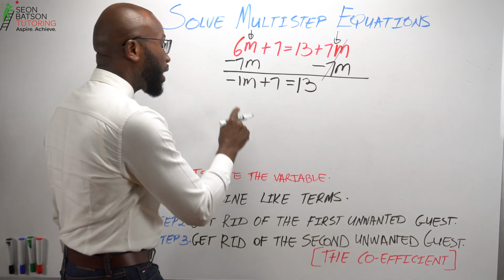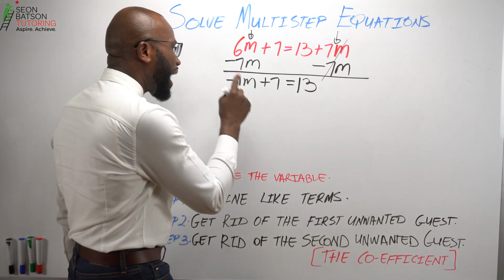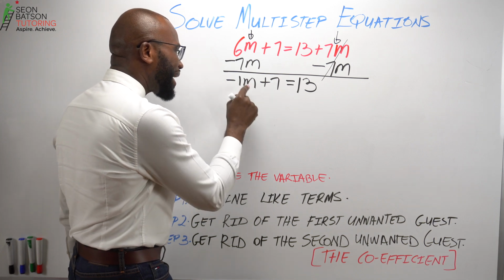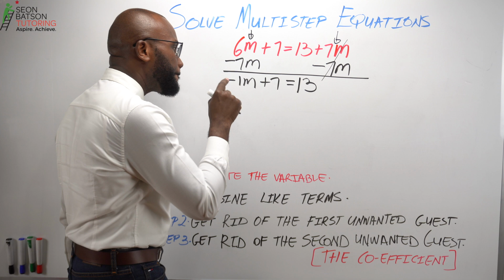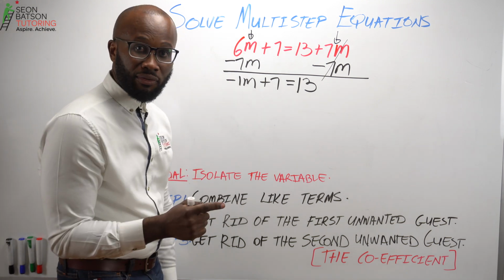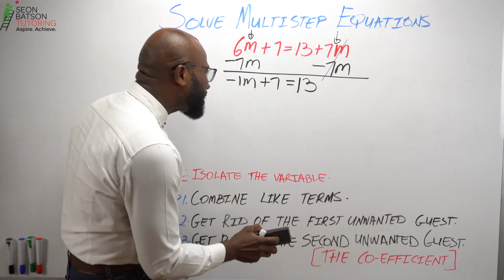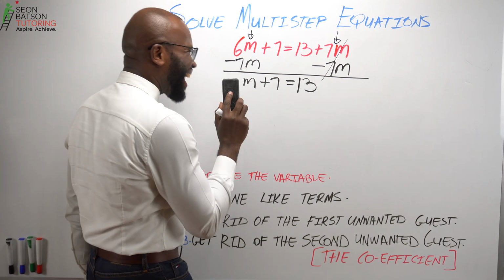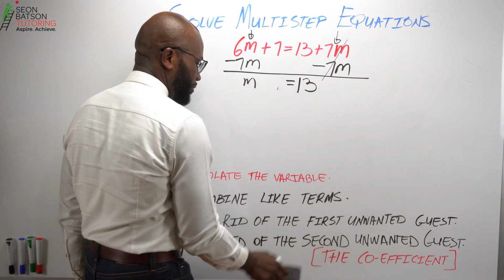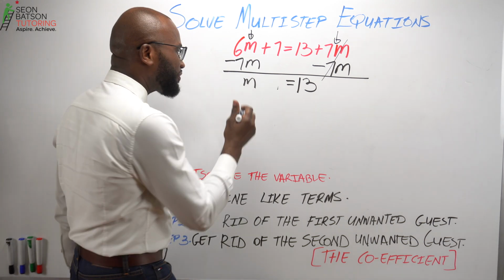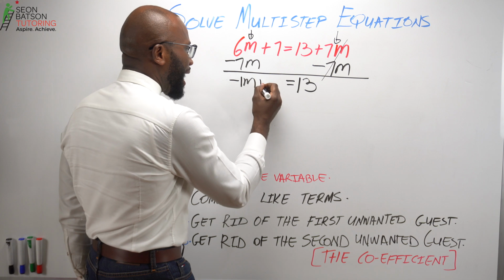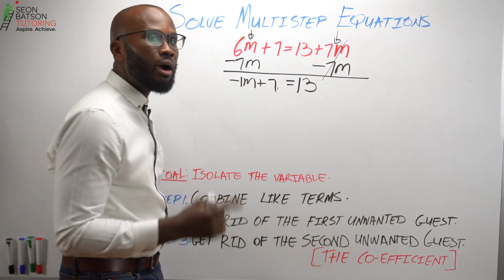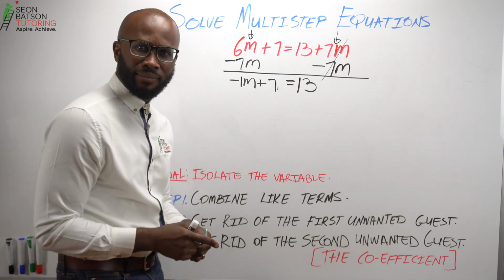For this example, the ultimate goal is to isolate m, or to get m on the left side positive and by itself. To get m positive and by itself, we will have to get rid of this negative 1 and this positive 7. So the negative 1 and the positive 7 are our unwanted guests.